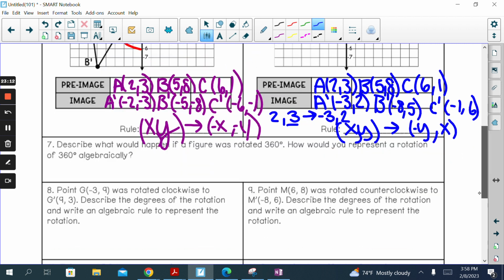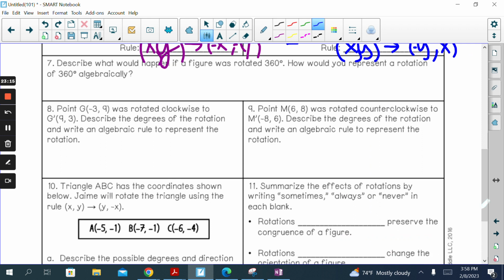All right. I already talked about this by accident, but who can remember? I said it in the beginning when I was showing you those degrees. What would happen if a figure was rotated 360 degrees? How would you represent a rotation of 360 degrees algebraically? All right, so if you remember, I already said it. If you said we would end up back where we started, the image would be in the same location as your pre-image, then you were correct.